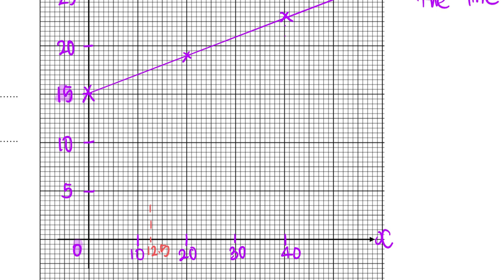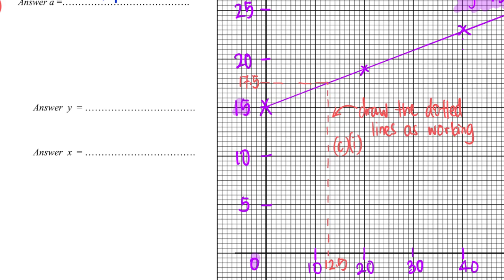So draw this dotted line because this serves as a working. So it will be 17.5 here. This is for C, part 1. So I cannot emphasize further. Please do draw the dotted lines as working, that you are indeed using and finding the answer from the graph. So in this case here, I would have gotten 17.5.